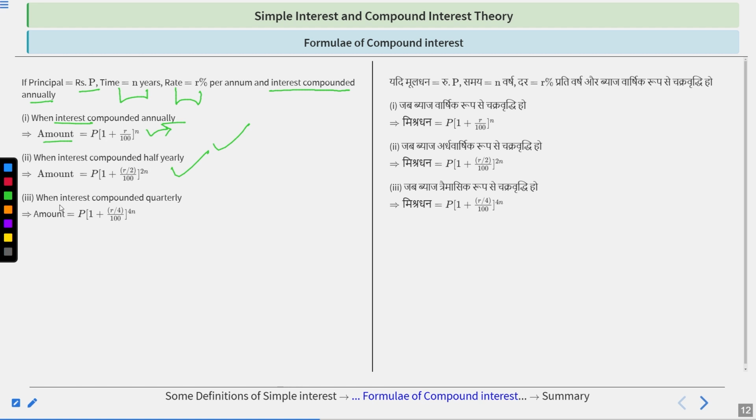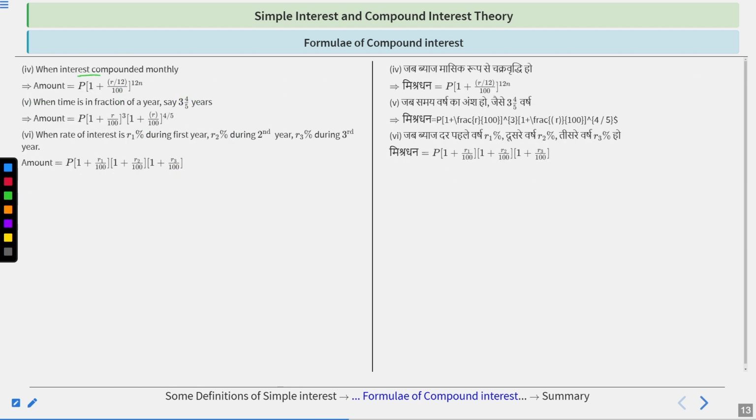Clear? In the same way, when the interest is compounded quarterly, the amount will become P into (1 plus (R by 4) upon 100) to the power 4n. So in this quarterly calculation, we divide R by 4 because of compounding quarterly and multiply the time by 4. Clear? When interest is compounded monthly, in the same way, the amount will become P into (1 plus (R by 12) upon 100) to the power 12n.